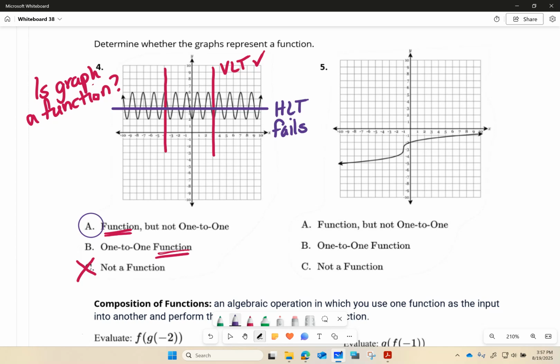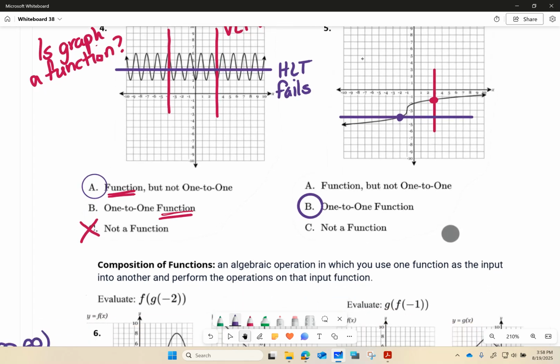This one over here on the right, as far as the vertical line test, it's definitely passing. It touched only one time, so it's a function. As far as the horizontal line test, drawing it anywhere, by the way, it only touched one time as well, so it passed both of them. So it is a one-to-one function. Okay, so that's all you have to do when it comes to those.